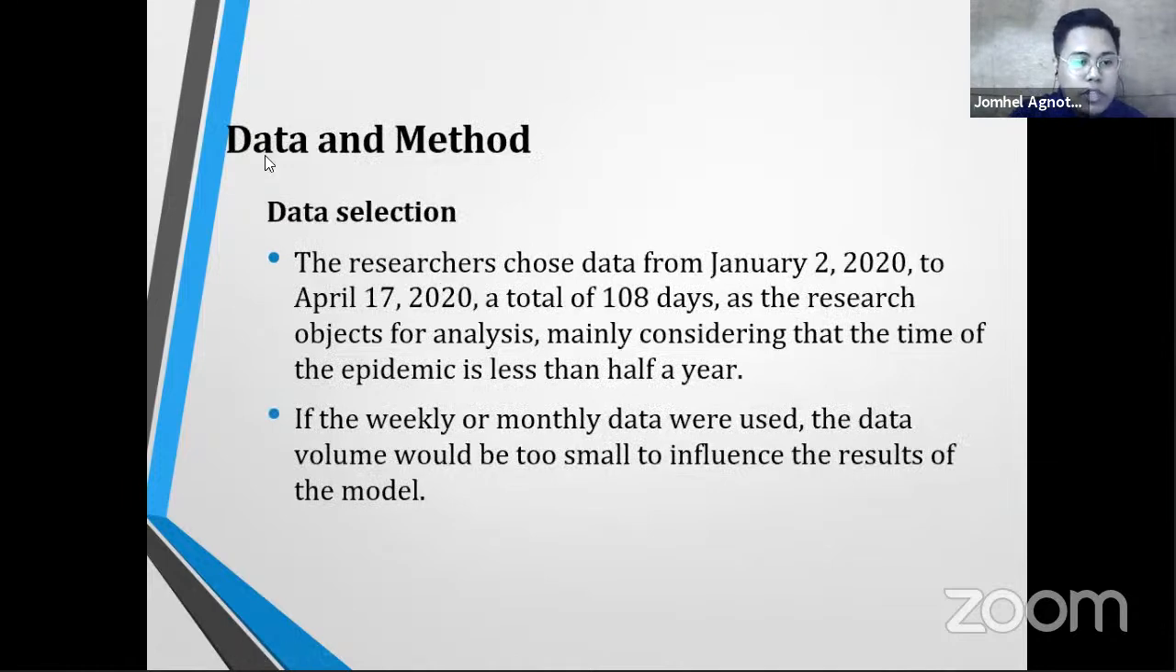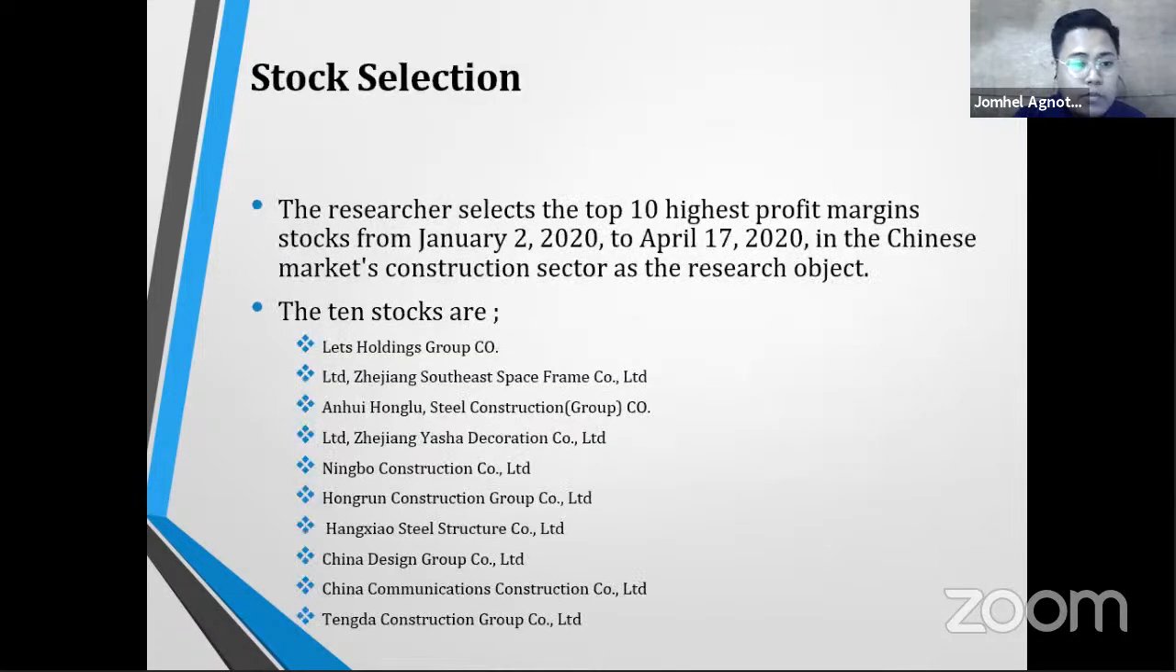Data and selection. The researchers chose the data from January 2 to April 17, a total of 108 days, mainly considering that the time of the pandemic is less than half a year last year. They choose the 10 highest profit margins from the construction sector as their research object. These are the 10 stocks that are in their paper.